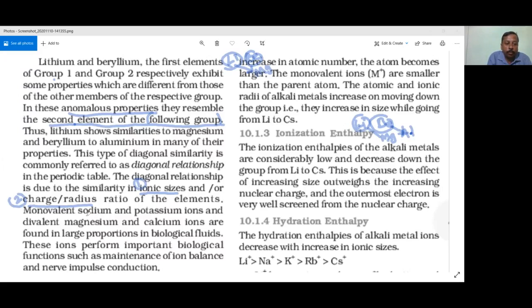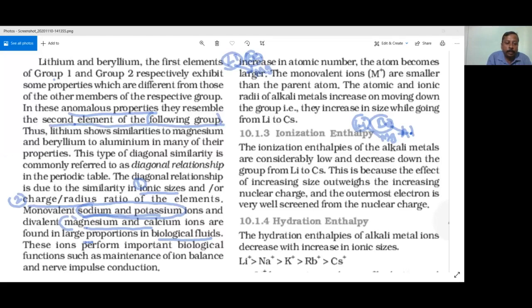In the same way, monovalent sodium and potassium, or divalent magnesium and calcium ions, are found in large proportions in biological fluids. Because of this, especially biomedical students get the biological importance of sodium and potassium. At the end of this NCERT it is specially mentioned: biological important elements among the first group elements, the alkali metals, are sodium and potassium, and among alkaline earth metals are magnesium and calcium. So there is a special topic given in the NCERT, that means you can understand its importance.